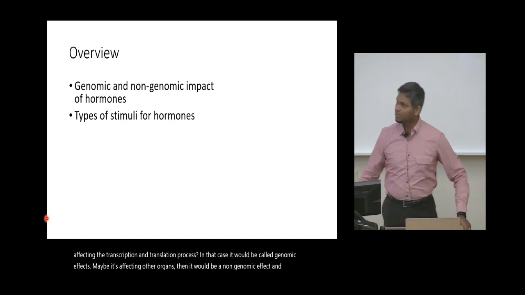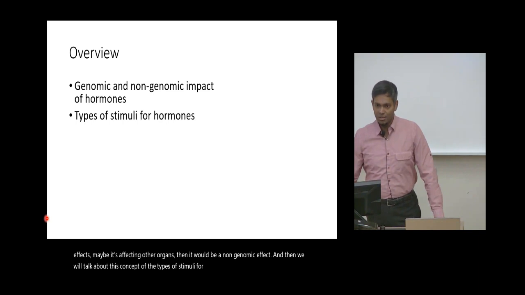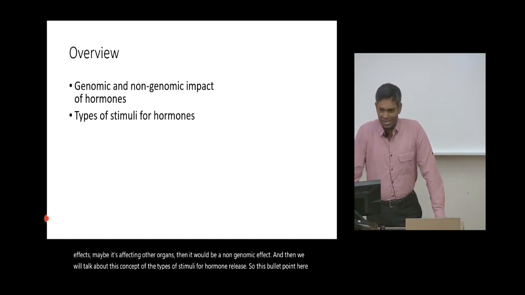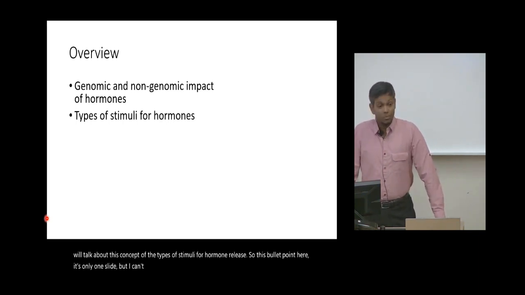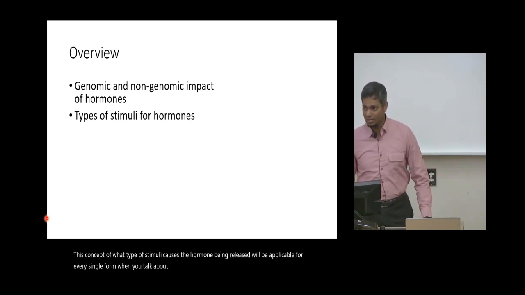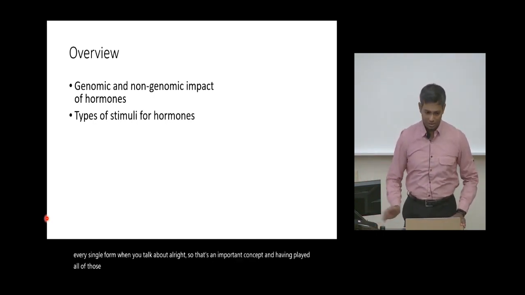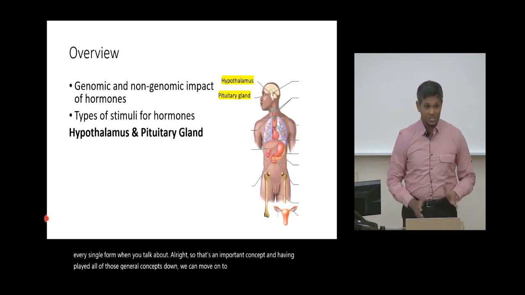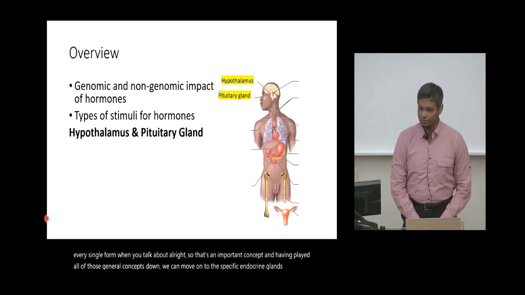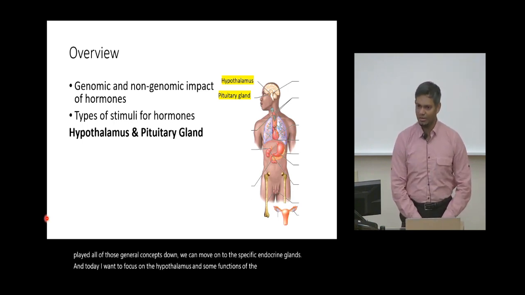And then we talk about this concept of the types of stimuli for hormone release. So this bullet point here is only one slide, but I can't overemphasize the importance of this slide. This concept of what type of stimuli causes a hormone being released will be applicable for every single hormone we talk about. Alright, so that's an important concept. And having laid all of those general concepts down, we can move on to the specific endocrine glands. And today I want to focus on the hypothalamus and some functions of the pituitary gland, how they are controlled by the hypothalamus.